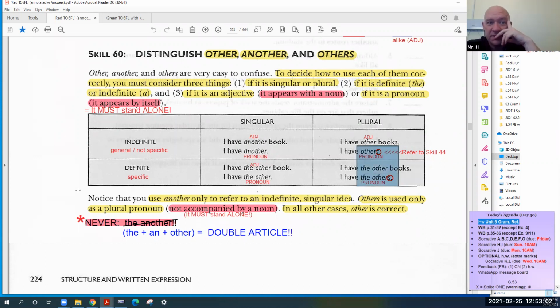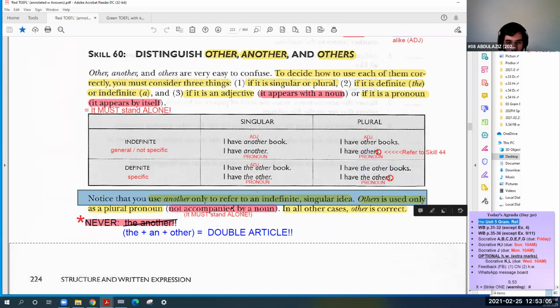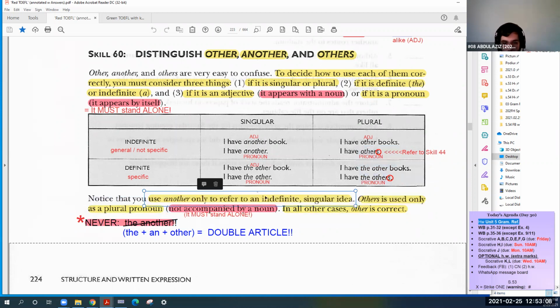Abdulaziz, note that you use another only to refer to an indefinite singular idea. Others is used only as a plural pronoun, not accompanied by a noun. In all other cases, other is correct. So if it is not accompanied by a noun, it must stand alone, right? If it's a pronoun, it must stand alone.